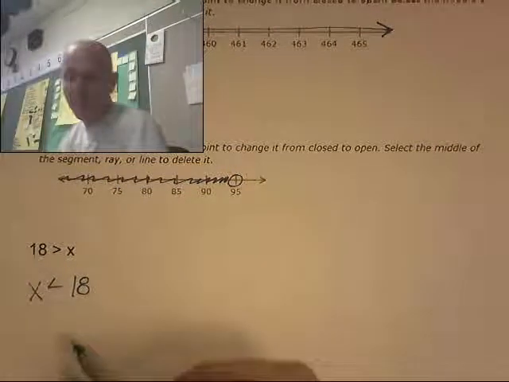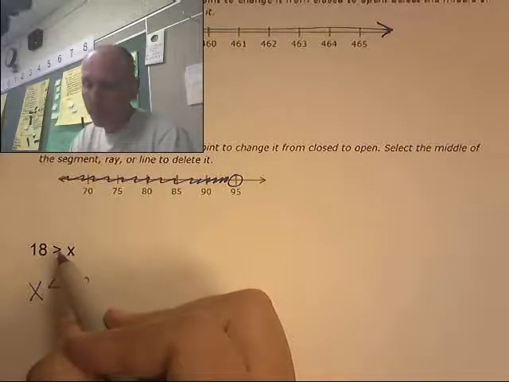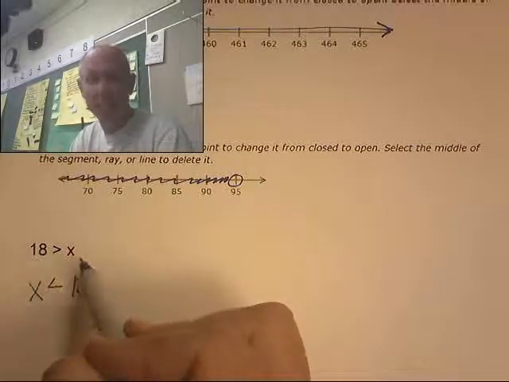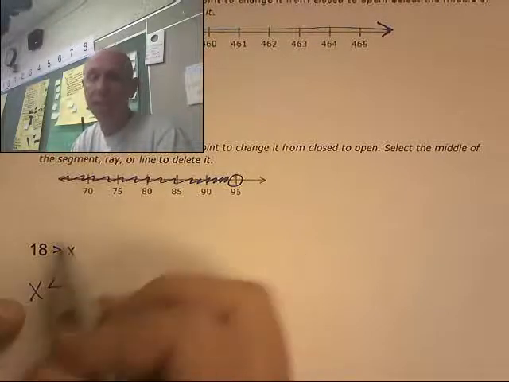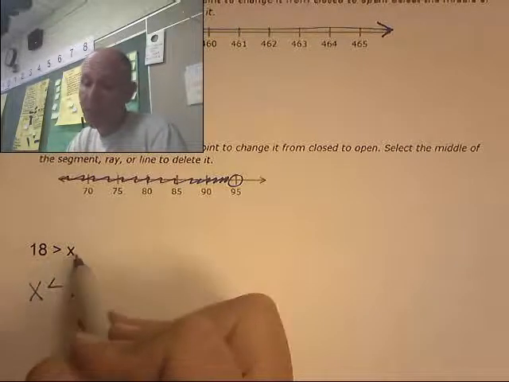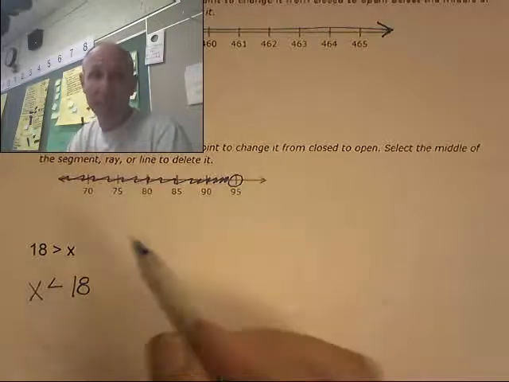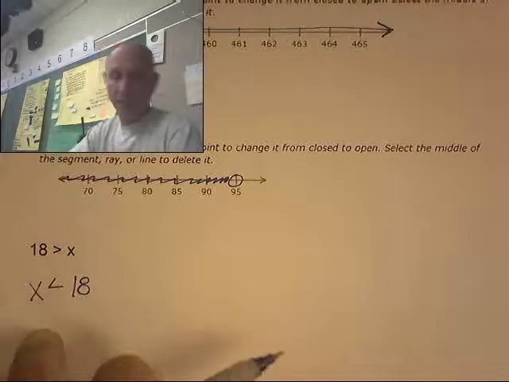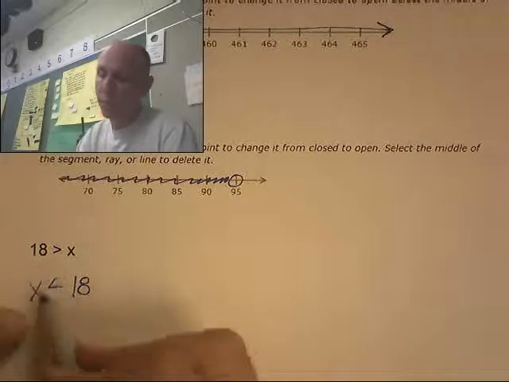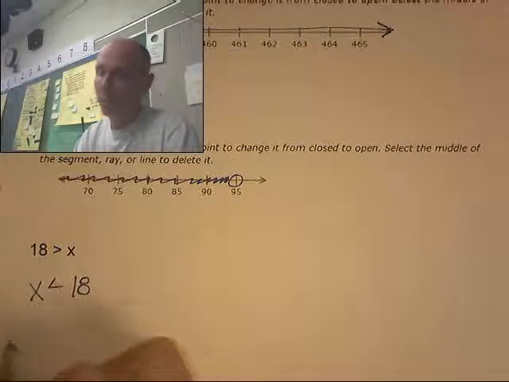I call this the flop. You're not really flipping it. The mouth, the greater than, is still eating the 18. So even when it flops over, the mouth is still eating the 18. So this is read, 18 is greater than X. This is X is less than 18. It's the same thing. They're equivalent. Just make sure when you put the X over here, which is just nicer in our brain, that the inequality is still facing what it was originally facing.